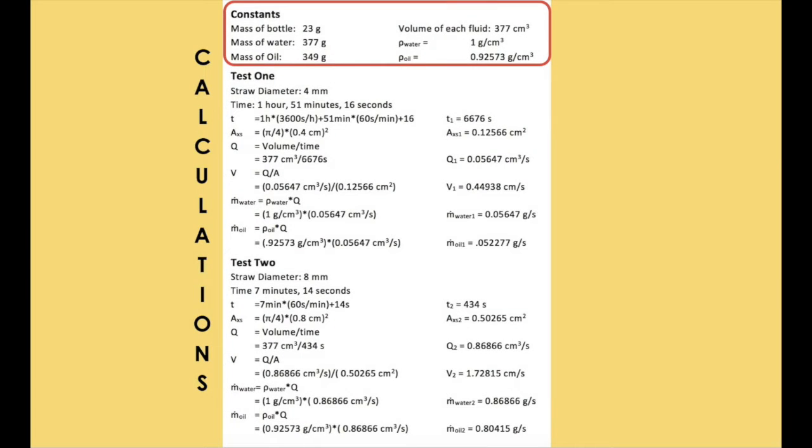We began by taking the masses of an empty bottle and the bottles with the fluids in them. We assumed the density of water to be 1 gram per cubic centimeter to find our total volume. Then we divided the mass of the oil by the volume to calculate the density of the oil.